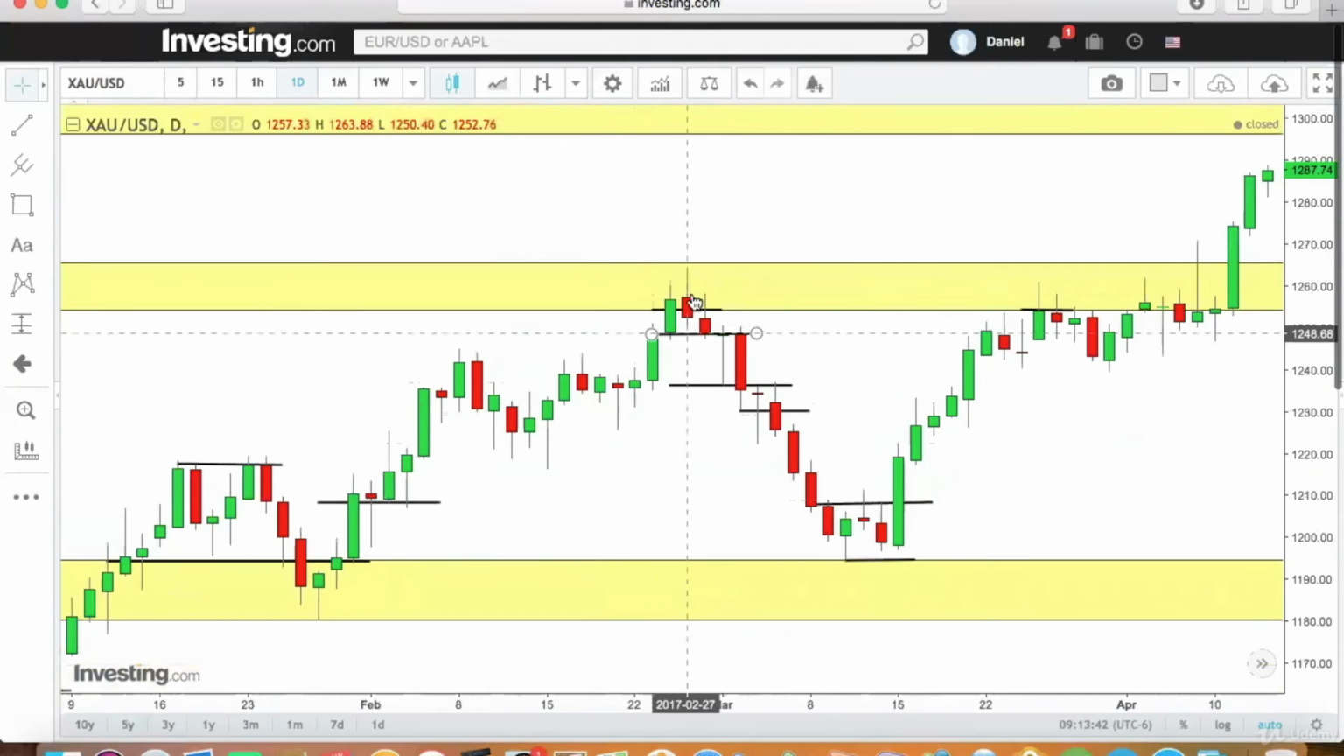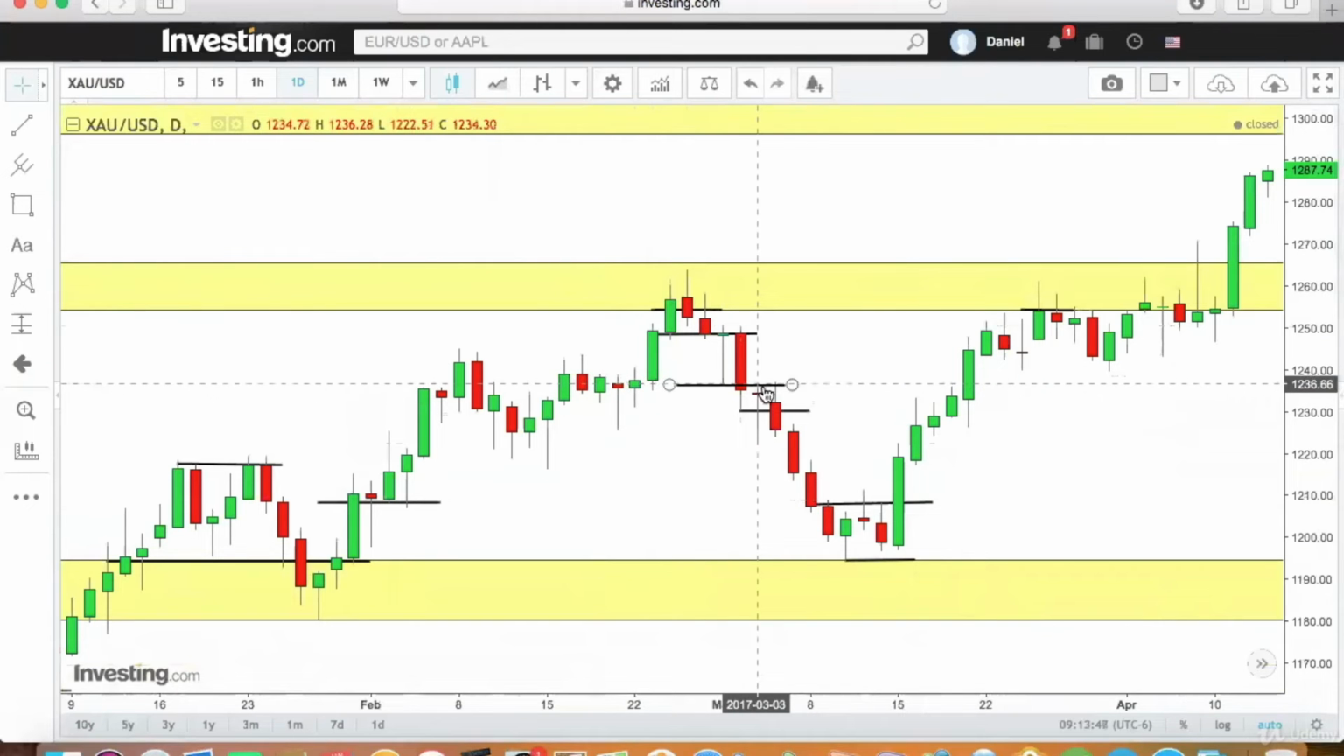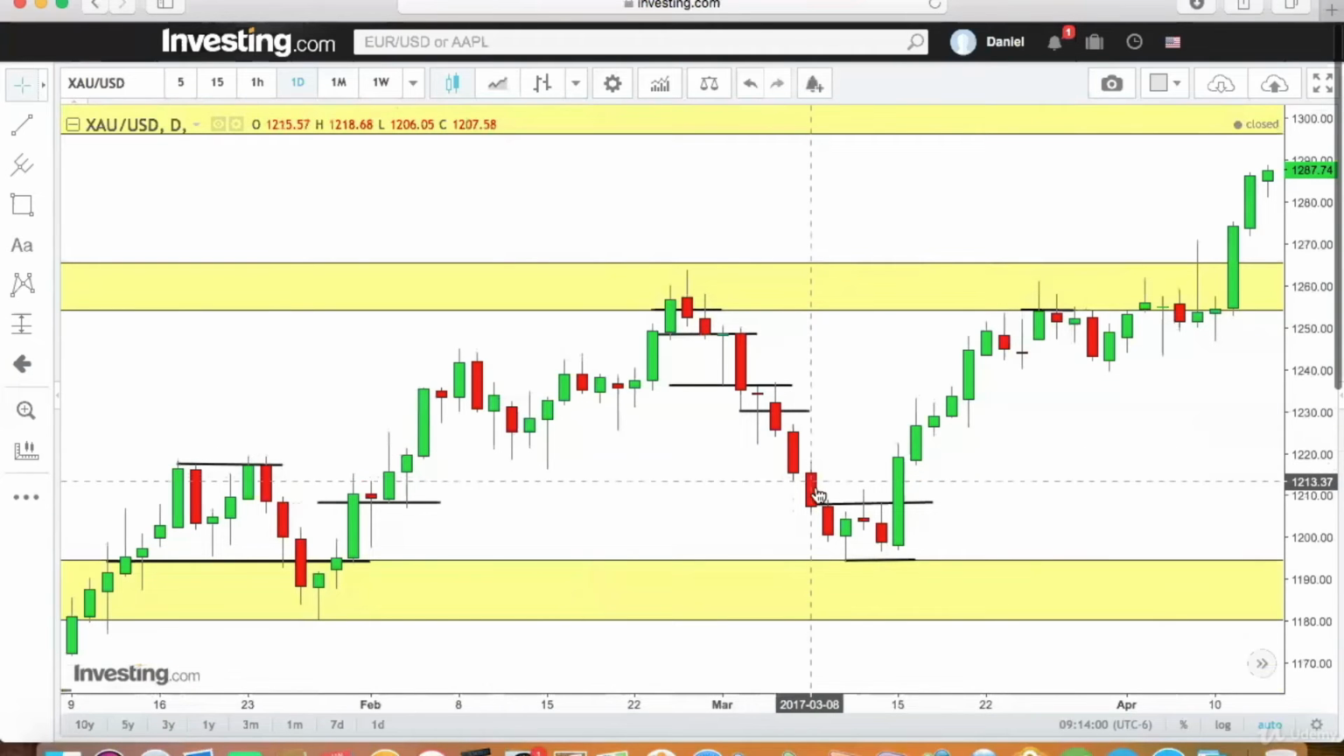And the same thing with your downward movement. You could let the structure be broken here, take your entry here once this level is broken again, or you can wait until this wick to the low is completely broken again and then collect a nice profit to the downside.